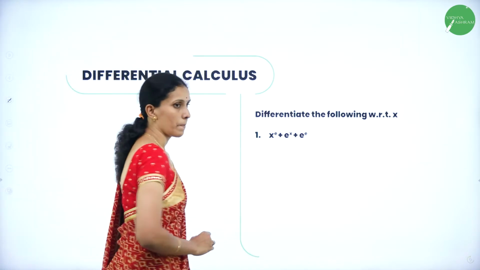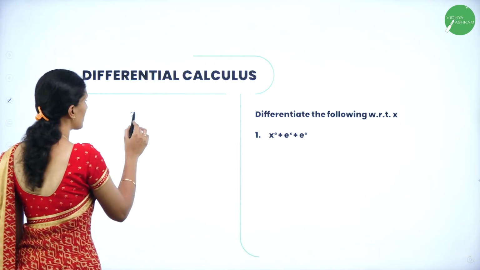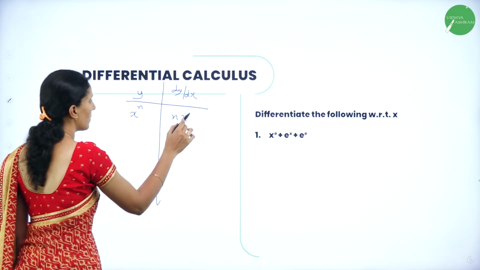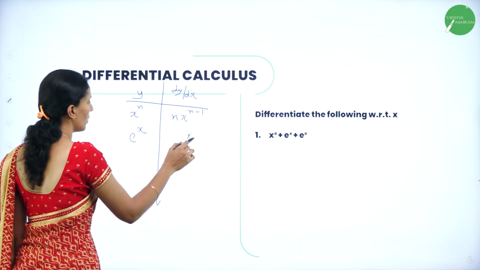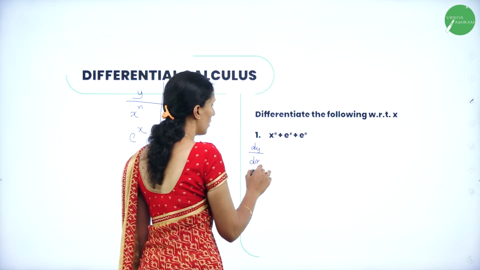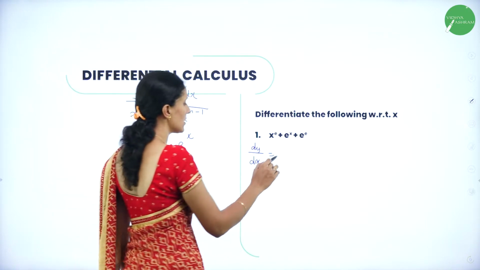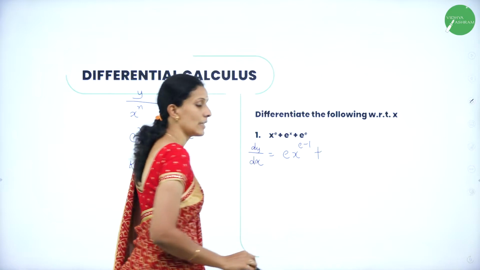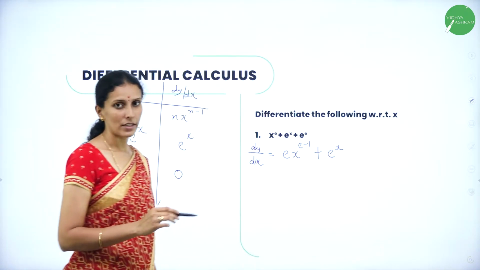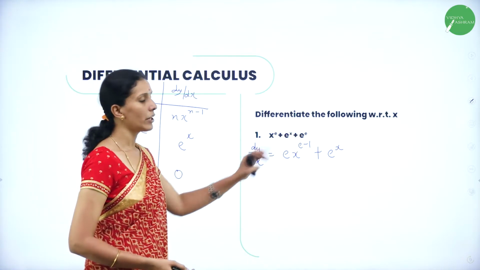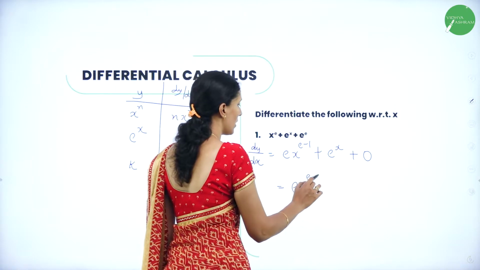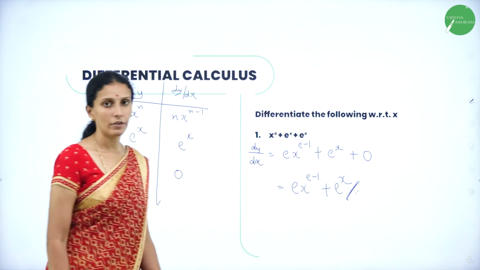Now we have x power e. The formulas we have used: suppose y is in the form of x power n, then dy by dx is n into x power n minus 1. For e power x, it is e power x only. For any constant, it is 0. So now we write dy by dx. For x power e, it is e into x power e minus 1, plus, differentiate the second function separately, e power x is e power x only. And the third function is a constant. E is a constant, e power e is also a constant, and the derivative of any constant is 0. So the answer is e into x power e minus 1 plus e power x. This is the derivative of the given function.